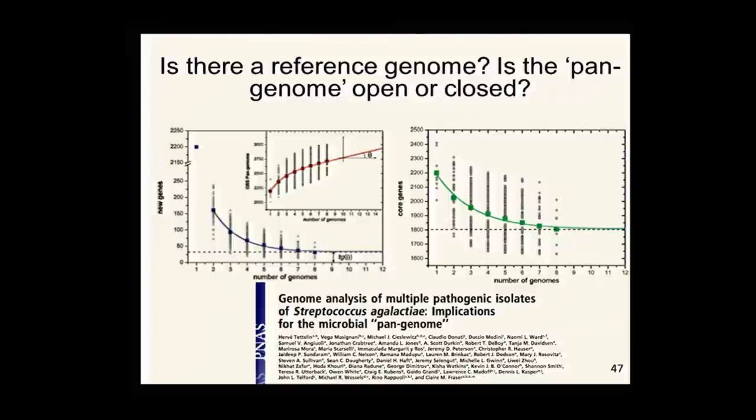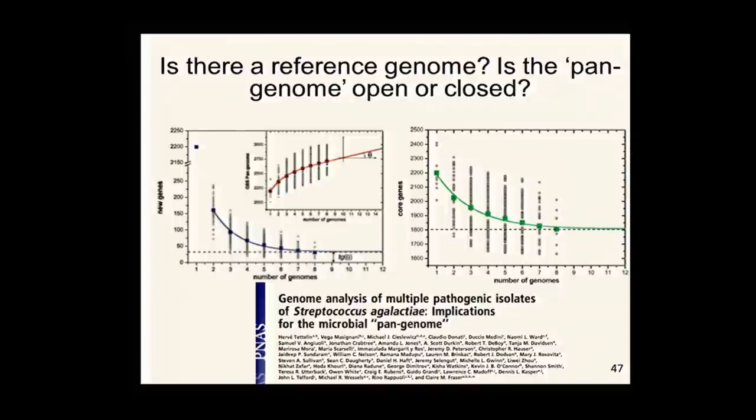When you sequence five genomes, you see that the fifth genome you're adding is going to add something like 60 new genes. So there are 60 genes that I'm finding in genome five that I didn't find in any of the four previous. And when I'm looking at five genomes, there are 1,900 genes that are shared between all five of them. You can see that these curves level off, but what I'm saying here is that this is an open pangenome.